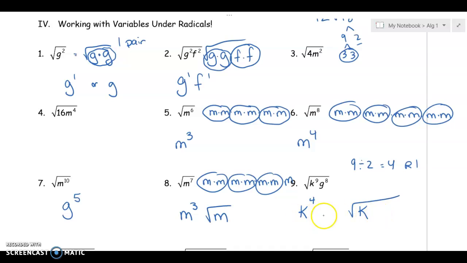I'm leaving a little bit of space between the k here and the square root here because I still have to do g. I want to have all of my letters out front and anything under the radical all together over here. G to the 8th, we're going to end up just doing 8 divided by 2. You're going to get 4 pairs. G to the 4th, there's no leftovers, so there's nothing that needs to go under the radical for g. And so this would be your answer.